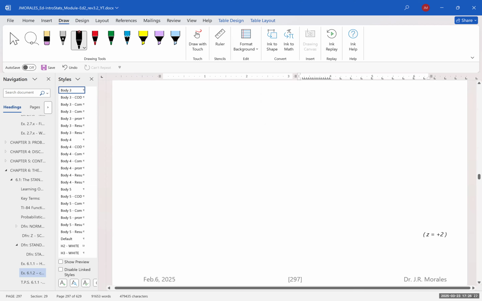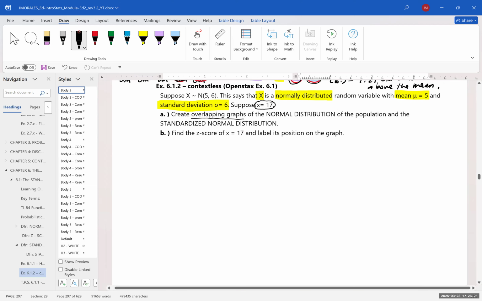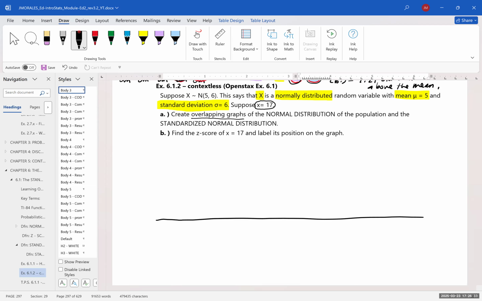Okay, so let's do a quick sketch of this. Let me see how much room I got. Okay, so I'm going to leave myself a bit of room here. I'm going to use up a lot of horizontal space. So I'm going to draw my normal distribution, which is bell-shaped and symmetrical, maybe something like that. And we have a mean of 5 and a standard deviation of 6.